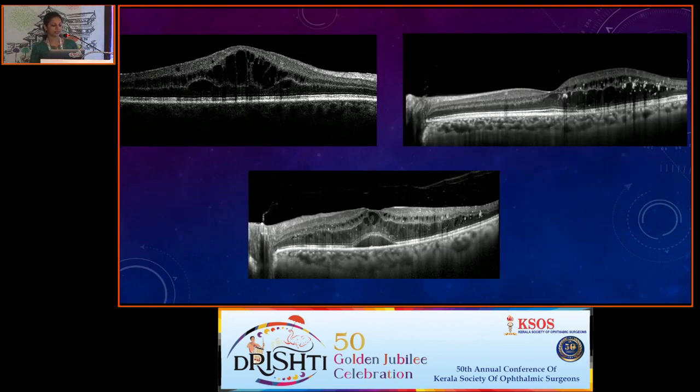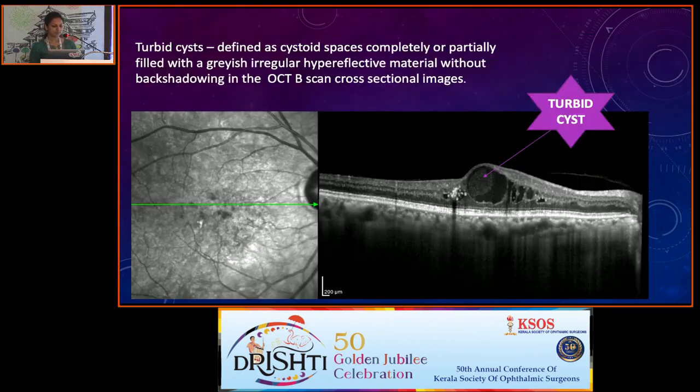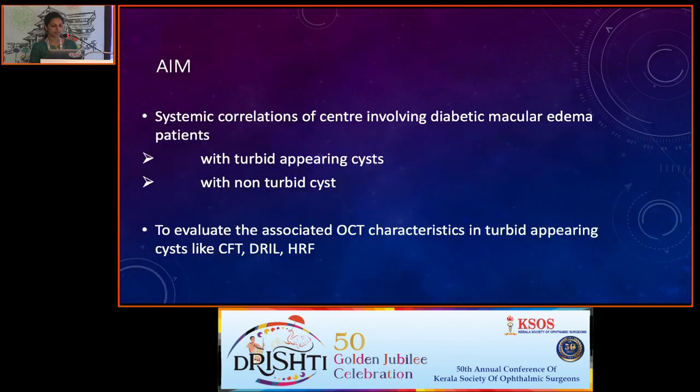First one is cystoid macular edema, second is spongiform edema, and the third is neurosensory detachment. Turbid cyst is defined as cystoid spaces completely or partially filled with grayish, irregular, hyperreflective material without backshadowing in the OCT B-scan cross-sectional images. Our aim of the study: systemic correlations of center involving diabetic macular edema patients with turbid appearing cyst and with non-turbid cyst, and to evaluate the associated OCT characteristics in turbid appearing cysts like central foveal thickness, hyperreflective foci, and disorganization of inner retinal layers.